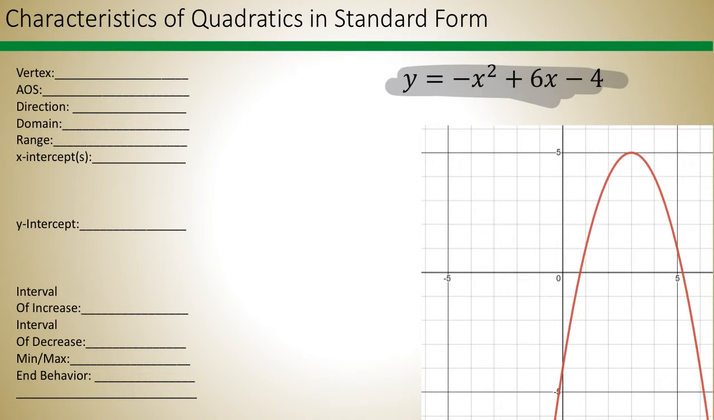So based on this graph that I have right here, first let's find the vertex. The vertex is wherever this thing turns, and that looks like the point (3, 5). So my x value is 3, my y value is 5. Remember, the axis of symmetry is this line that goes down the middle of our vertex, which is just going to be x is equal to 3.